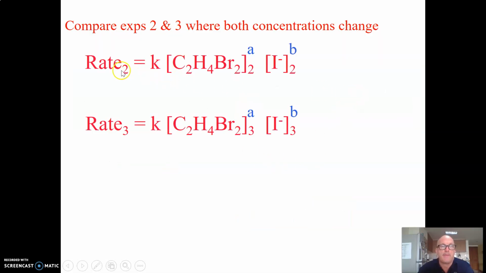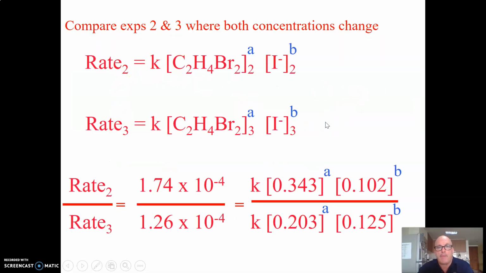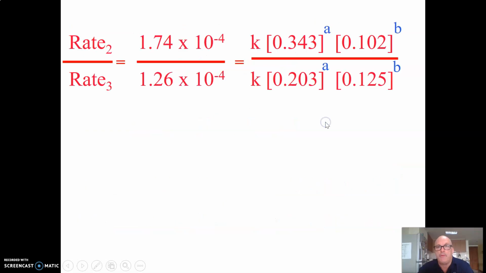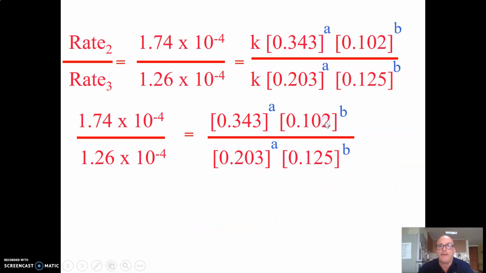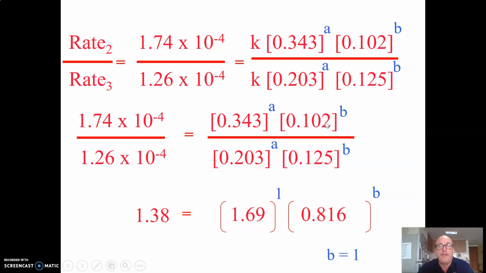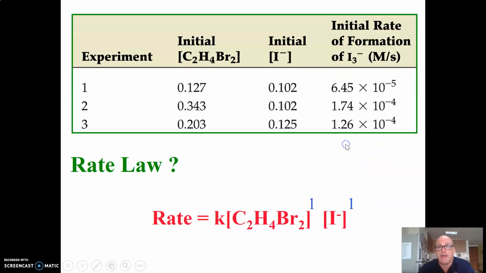But if we take experiment 2 and experiment 3 and we plug the values in, here we go. We've plugged all the values in. We already know that the value for A is 1, so we can put a bracket around there and put 1, and we can work out this and put a bracket around and put B as the exponent. This ratio comes to 1.38, and then we end up with a value of 1. So it ends up as being first order for each.